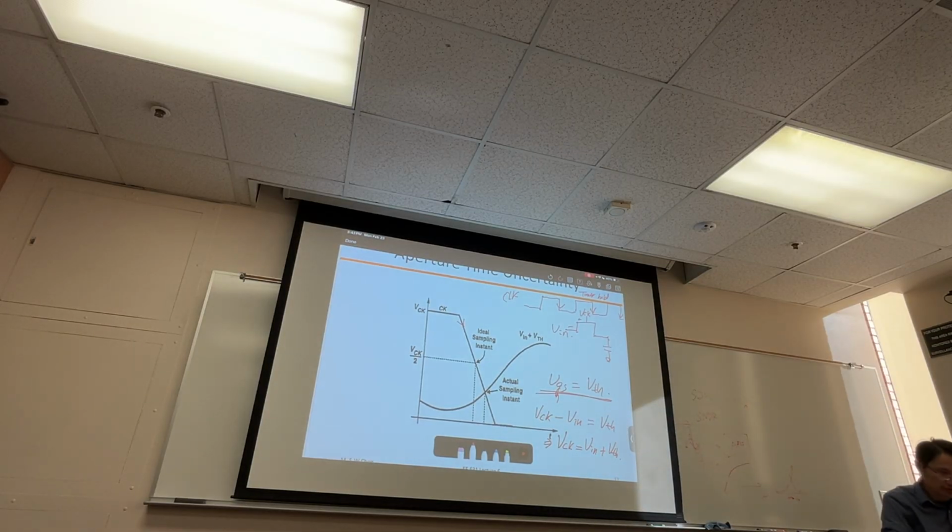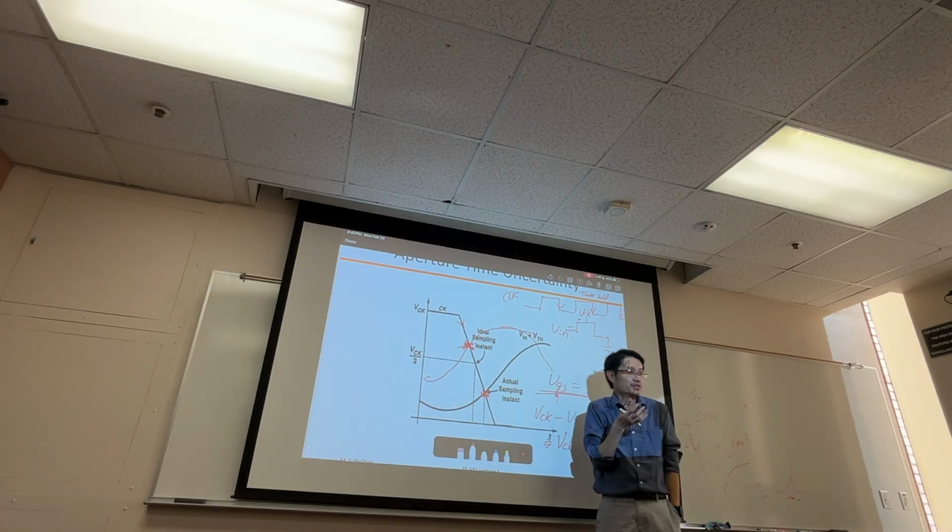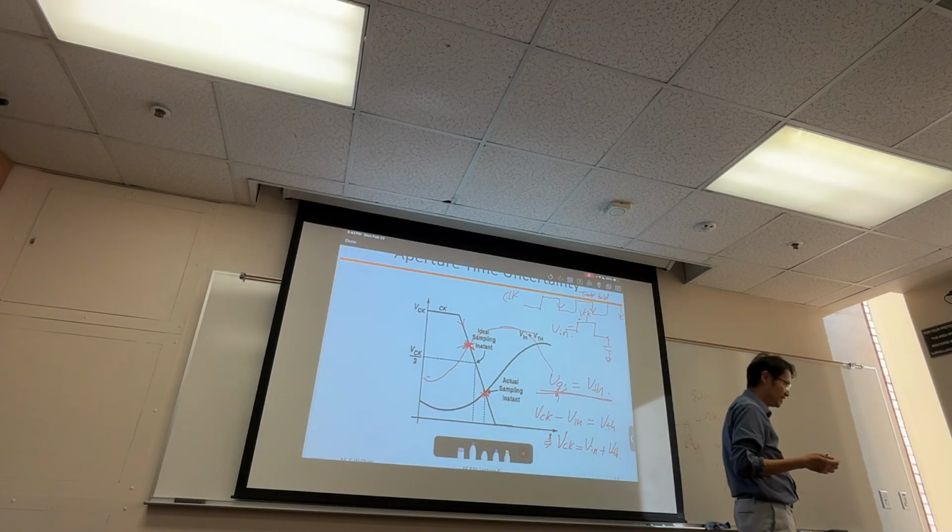Okay, what if my sine wave changes a little bit, and becomes like this? Where is my sampling instant? Sorry, I should say V in plus VTH. Don't forget the VTH, the threshold voltage. So V in plus VTH, we go from there. Before it was here, now it shifts to here. So what is my actual sampling instant?